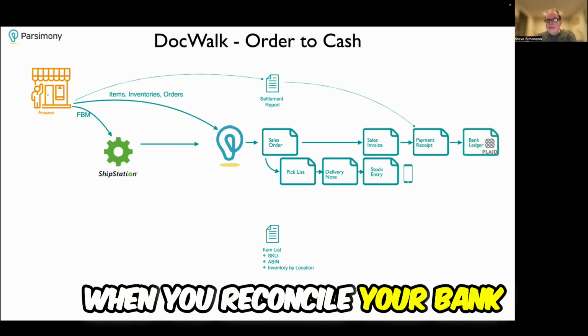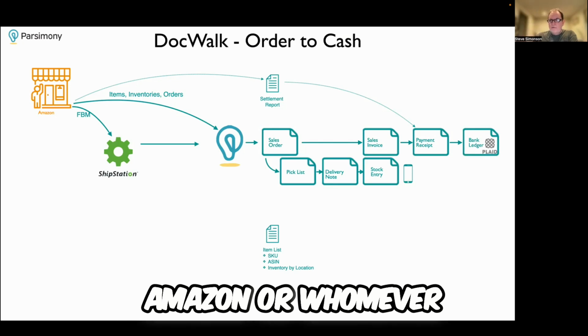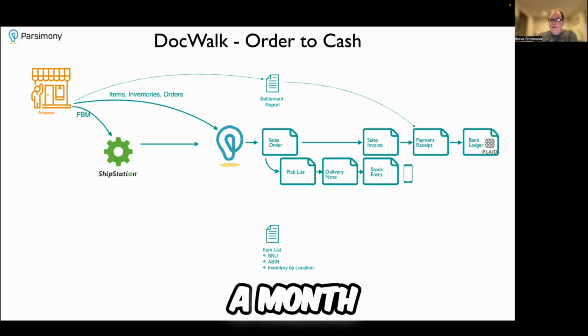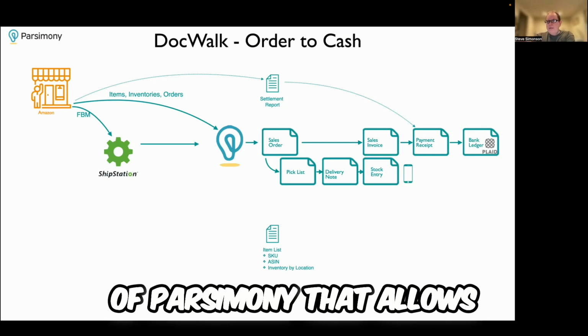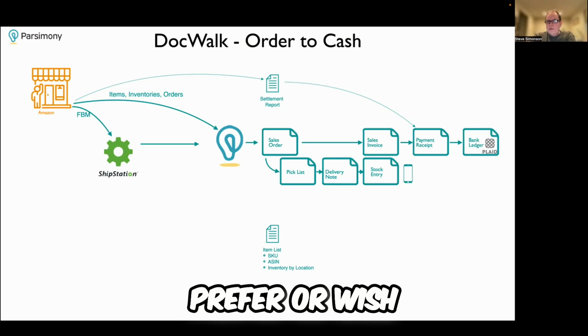Finally, when you reconcile your bank, where you're getting all the deposits in from Amazon or whomever, you want to make sure all of that is going in, and you reconcile your bank accounts once a month. We have applied integration of Parsimony that allows us to bring those things in, but you could do it manually if you prefer or wish.